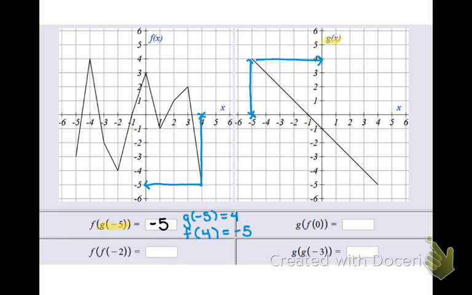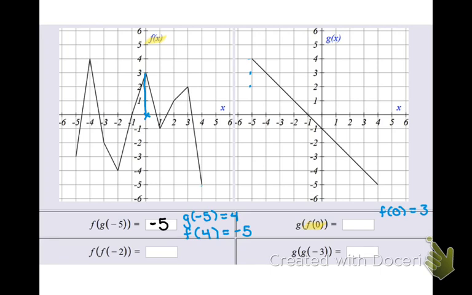All right, next one up, let's look at g of f of 0. So this time we are starting with f of 0. So we've got to make sure that we're looking at the f of x graph. I am going to go to an x value of 0, follow it up to my graph, and I'm actually already on the y-axis, so f of 0 is going to equal 3.